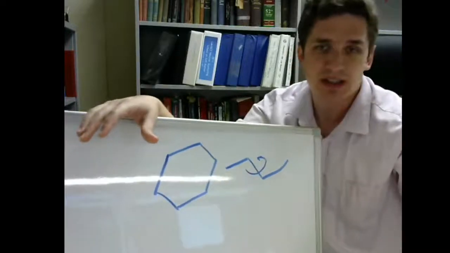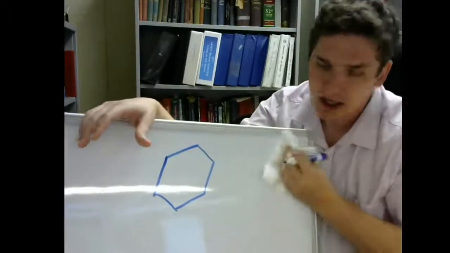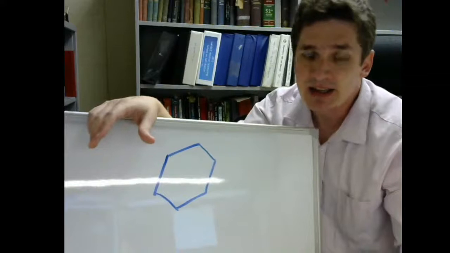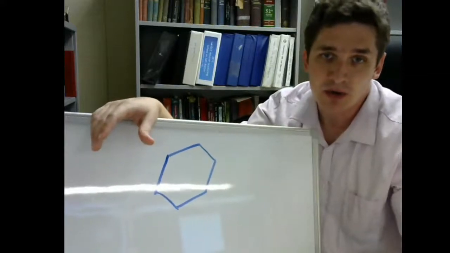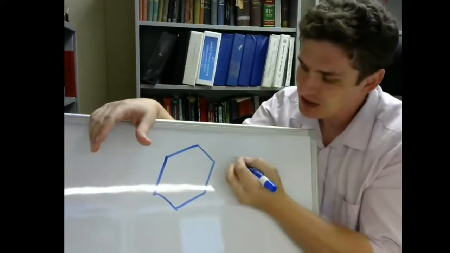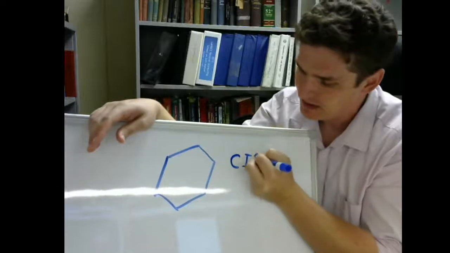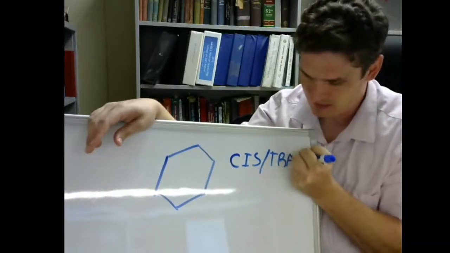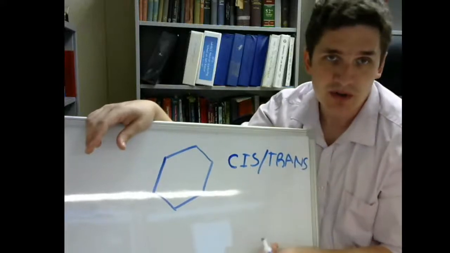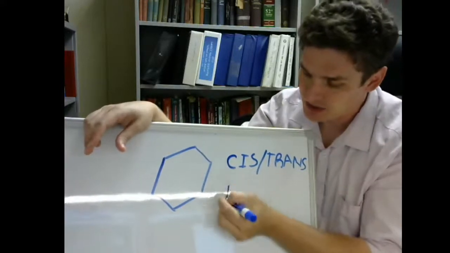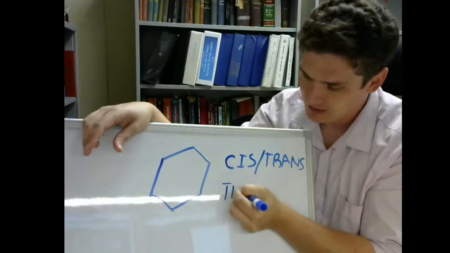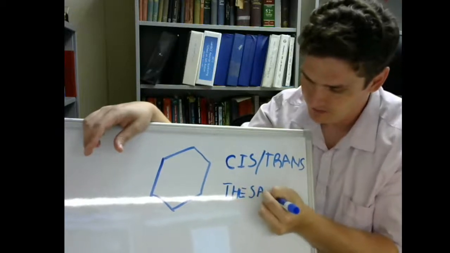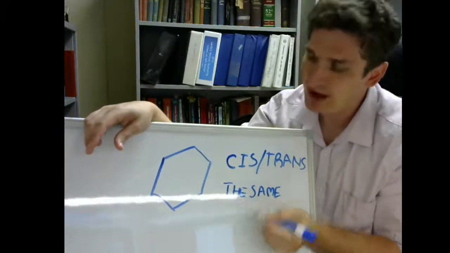And so that's where this Cis Trans notation or EZ notation comes from, to designate which side of the plane groups are on relative to each other. So a comment about Cis Trans. You can only use Cis Trans if you have the same groups. And you only need to have two atoms that are the same.